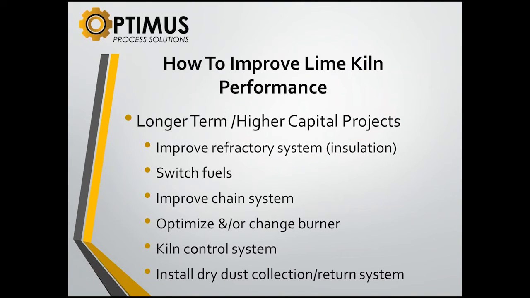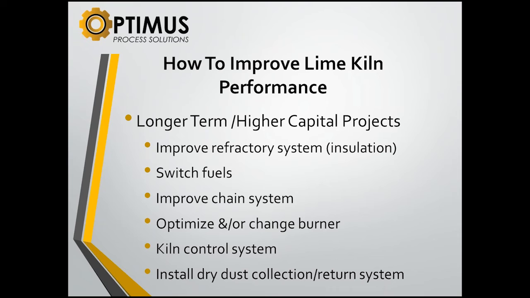So some of the longer term or higher capital projects that may be looked at to improve lime kiln performance are to improve the refractory system. If you do not have insulated refractory within your kiln, this is an opportunity to maintain BTUs within the system and increase efficiency. Switching fuels may also be an option. It's important to realize that direct cost differentials are only a part of the equation that you must look at. Natural gas, although it is less expensive currently, is not as emissive as fuel oil or petroleum coke. Thereby, it operates less efficiently.